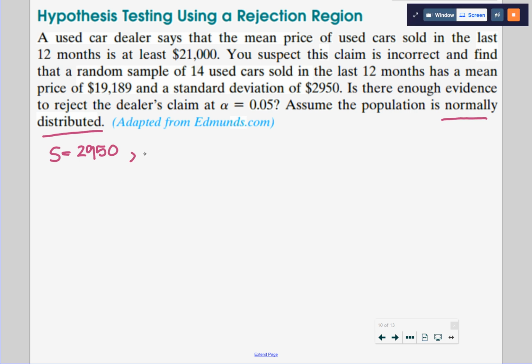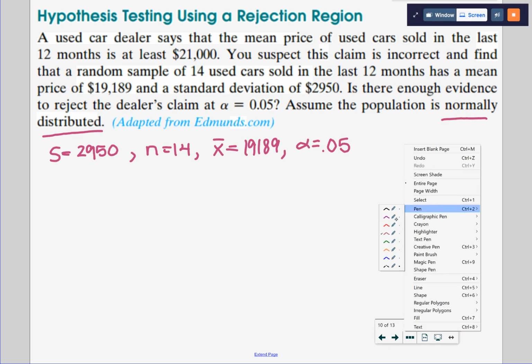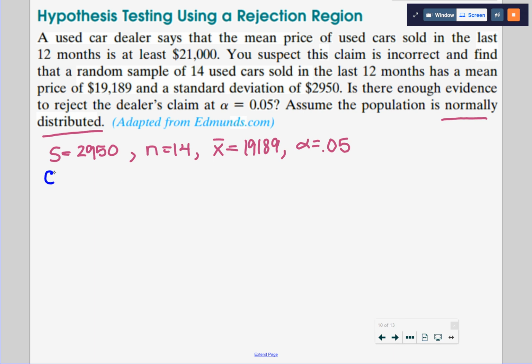Okay, let's see what else we've got here. What's my n? 14. What's my x bar, my sample mean? Level of significance we were given, 0.05. Let's go ahead and write our claim, our null, and an alternative, starting with the claim.